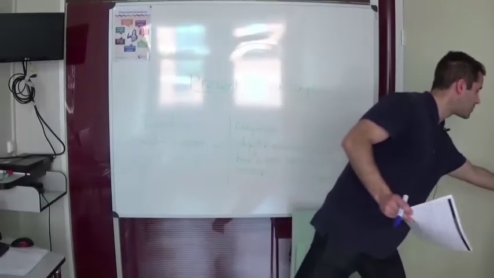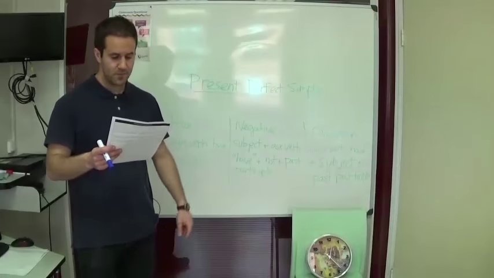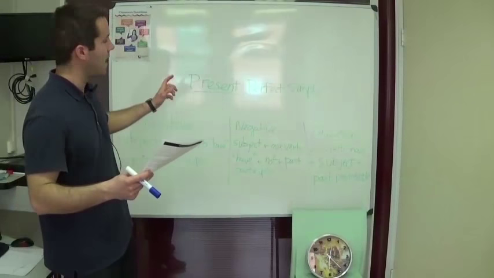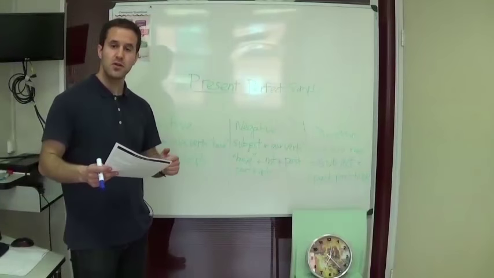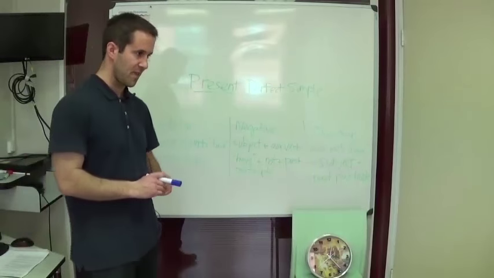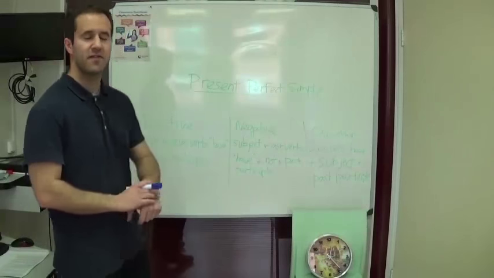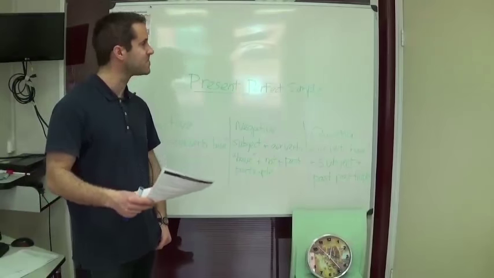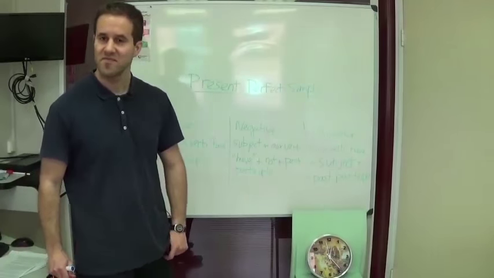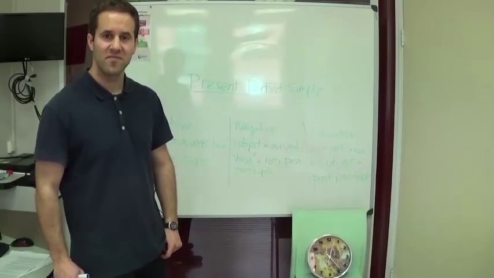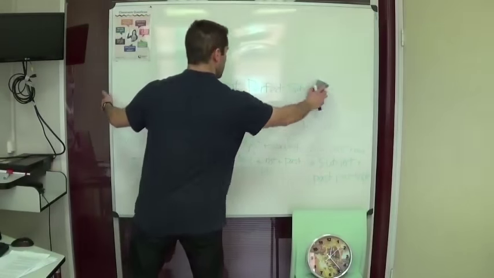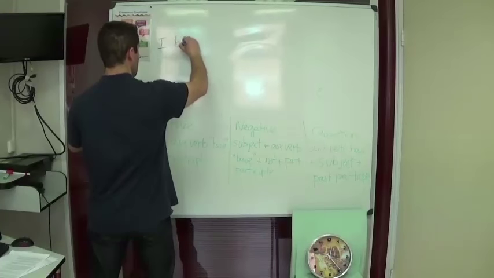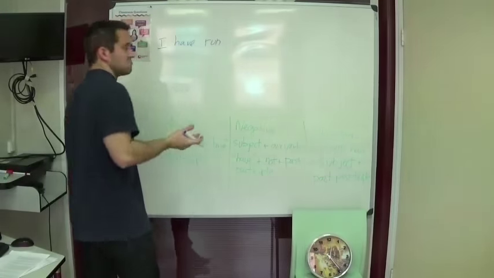So what we are going to do now is each of you is going to say a present perfect simple sentence using these three forms, okay? So we would have, let's see, can you think of a sentence using the positive form of the present perfect simple? Anybody? For example, yes, that would be a good idea. So, for example, we could say, I have run. I have run. Very good.